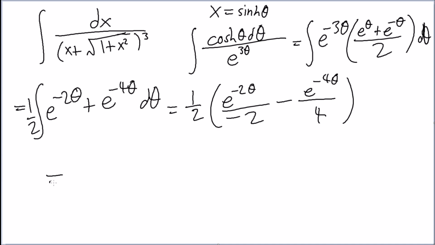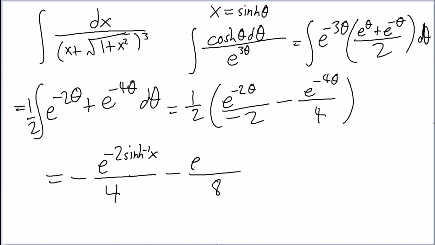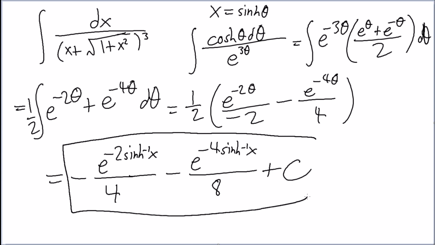Okay, and now we simply put it back in terms of x, so this will be e to the negative 2 inverse sinh, right? And then this is also minus a fraction of 8 e to the negative 4 inverse sinh. And we just leave our answers like this.